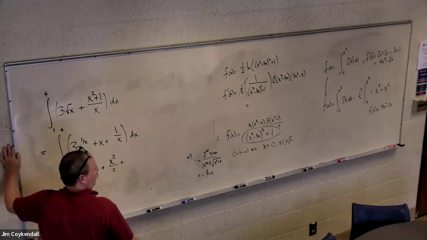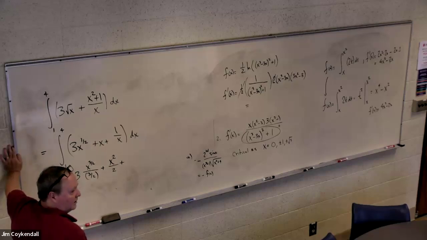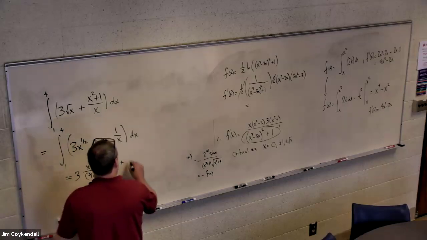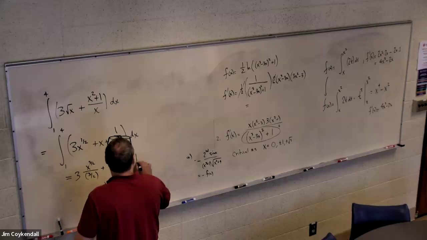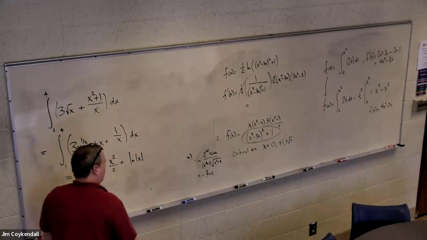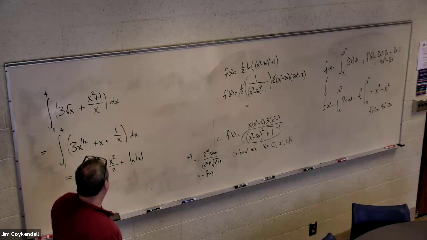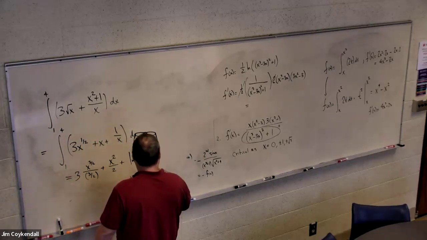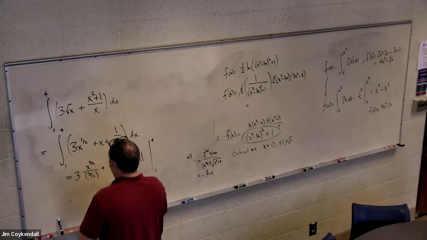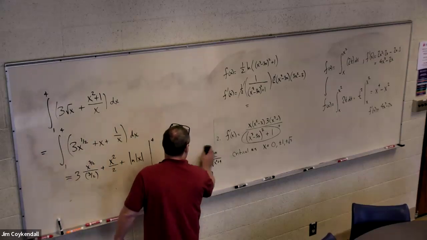And the antiderivative of 1 over x is log of x. Usually we need absolute values and I'll write it down, but it's not really necessary here because I'm on the positive end. Absolute value, right, 1 to 4.